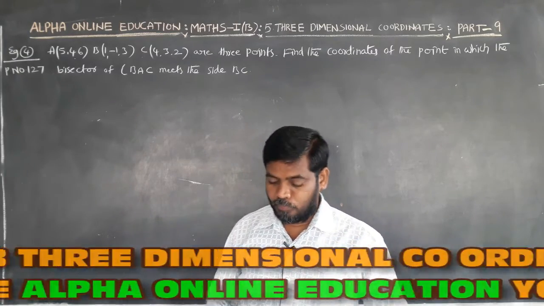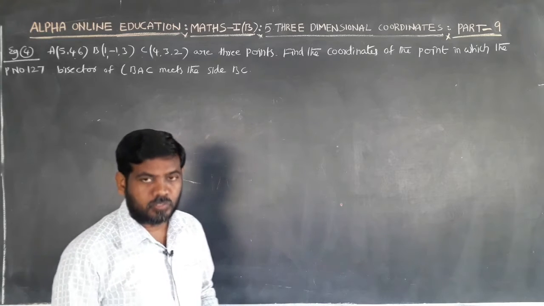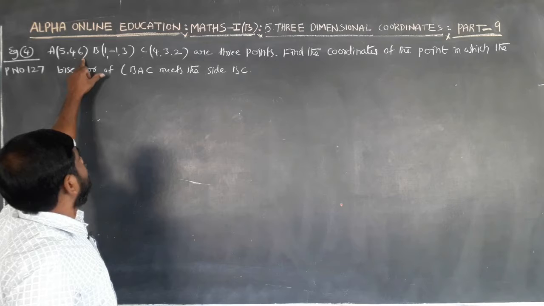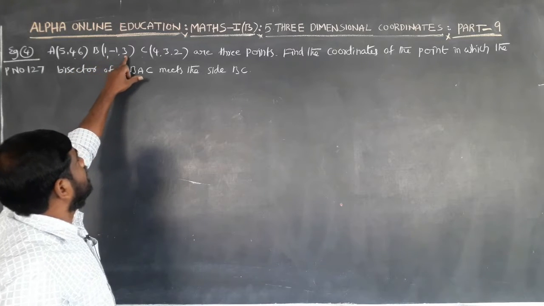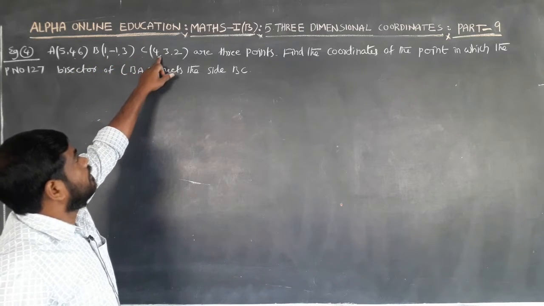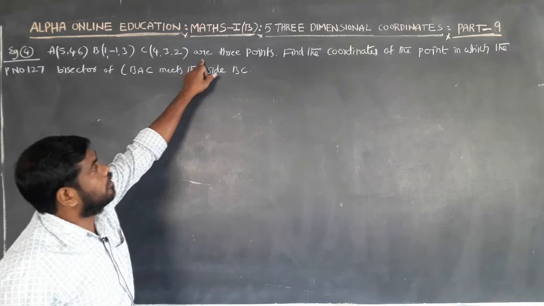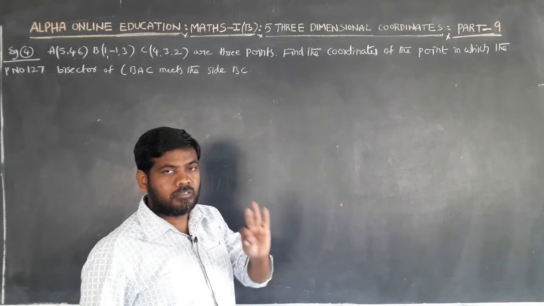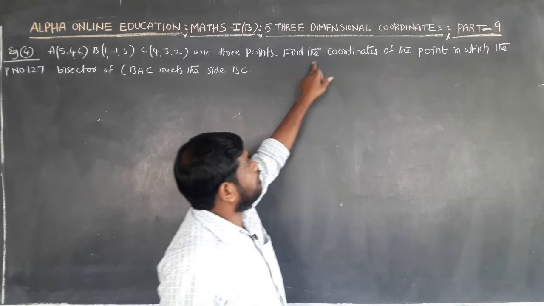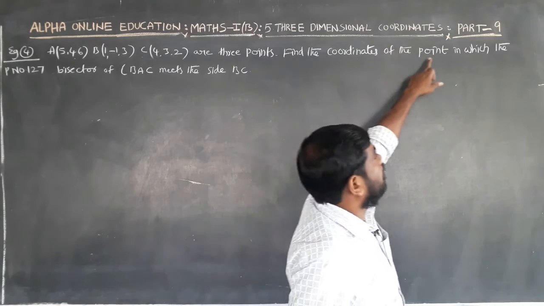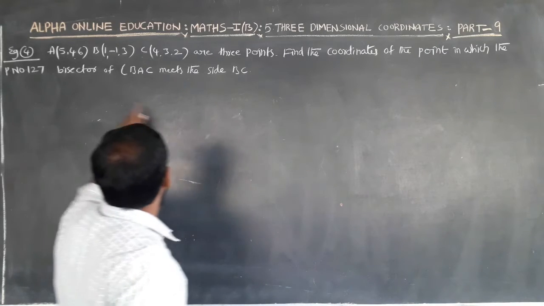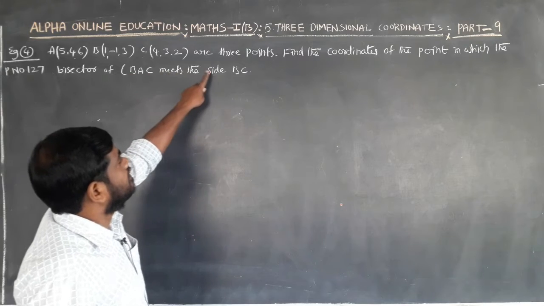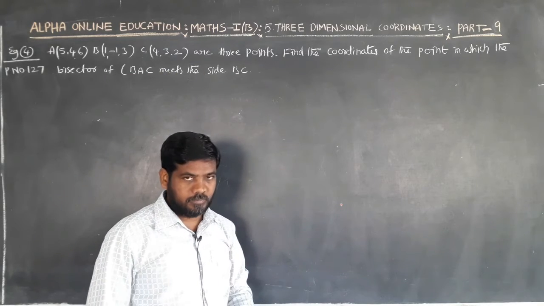Example number 4, page number 127. A (5, 4, 6), B (1, -1, 3) and C (4, 3, 2) are three points. Find the coordinates of the point in which the bisector of angle BAC meets the side BC.